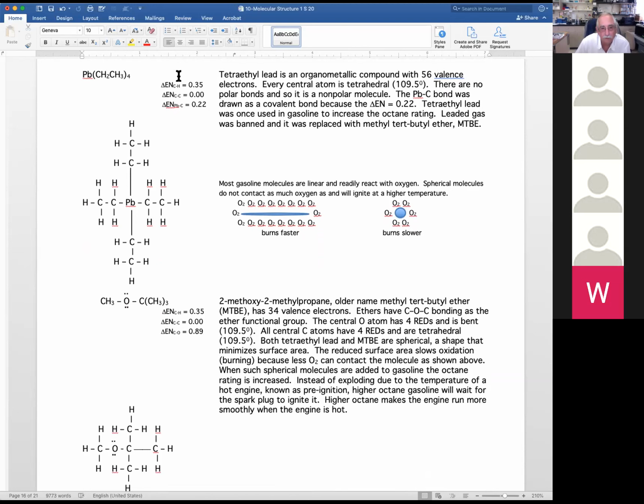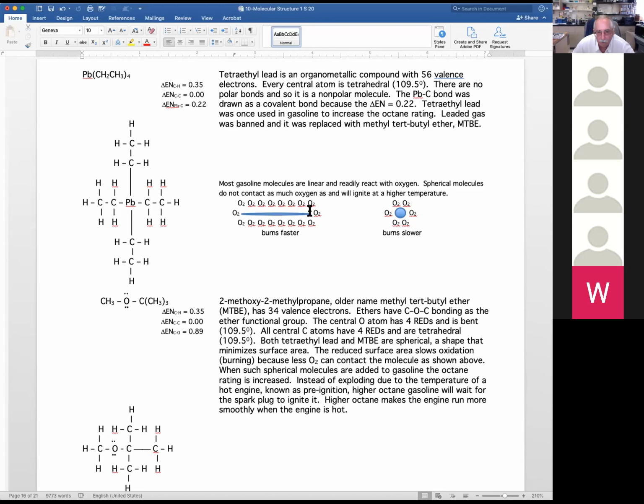Look at the difference in electronegativity. There is nothing in here that's polar. So why do they put tetraethyl lead in gasoline? This is a very misunderstood explanation for it. But here's what the problem is.